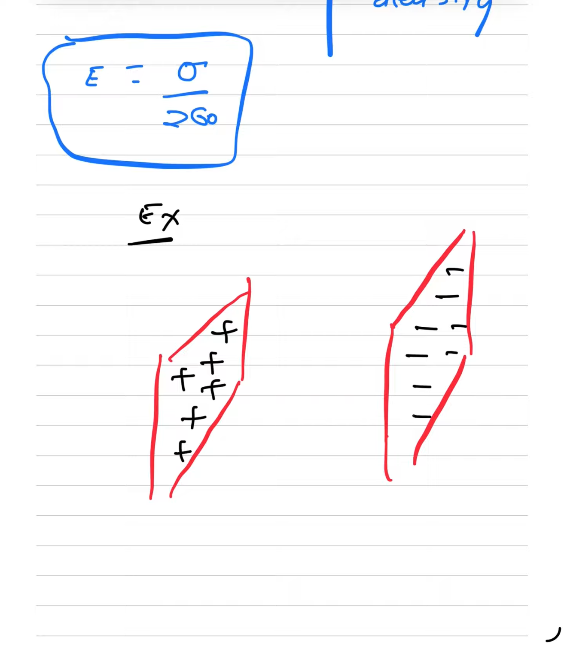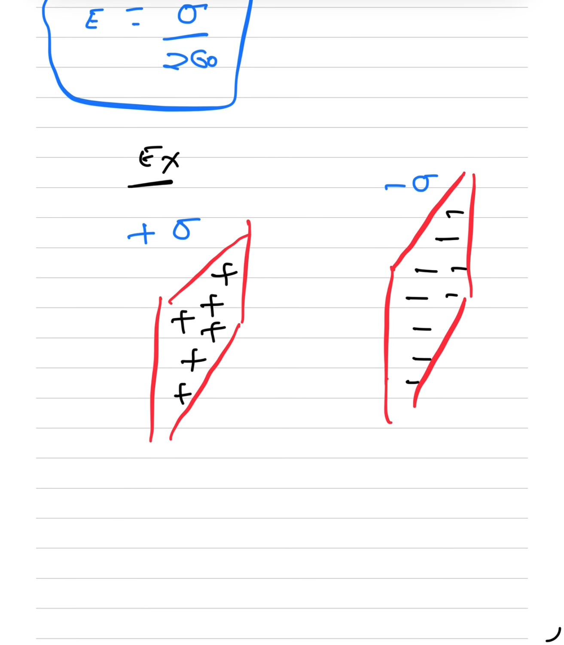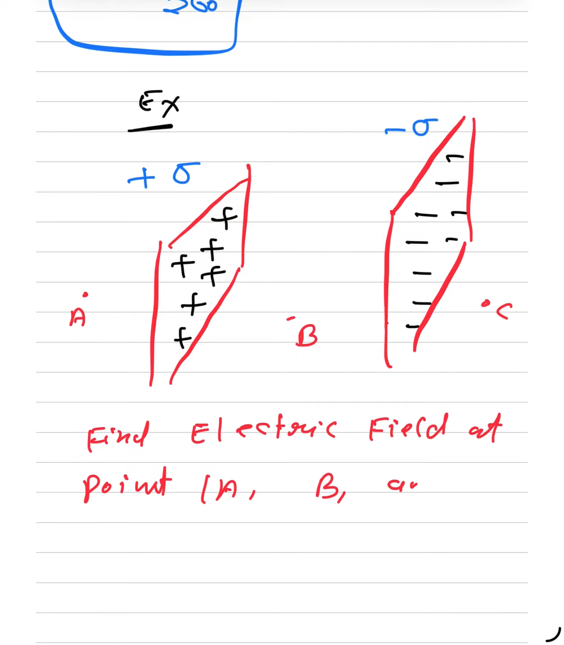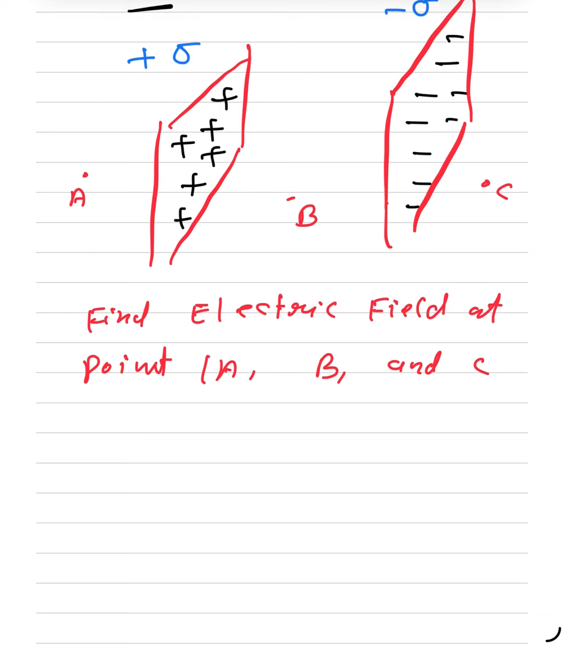Here is a negative charge distribution with surface charge density plus sigma, and here minus sigma. Find the electric field at point A, at point B, and at point C. In these situations, initially we solve for the value of the electric field at point A.